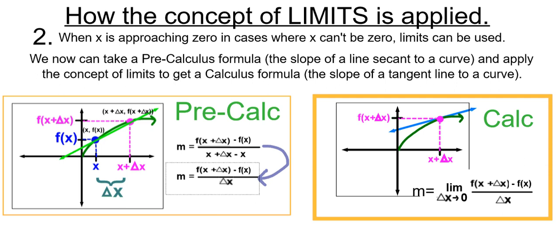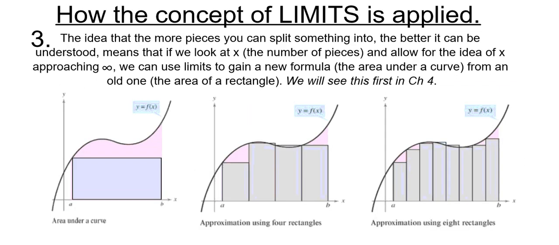But this concept of limits can take a pre-calc formula of the slope of a secant line and then make that distance between those 2 points, between the x and the x plus delta x, become smaller and smaller and smaller until we actually get the slope of the tangent line. And so once again, we'll talk about that more later.